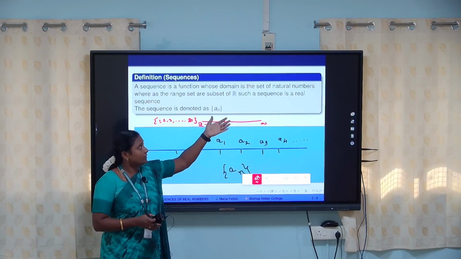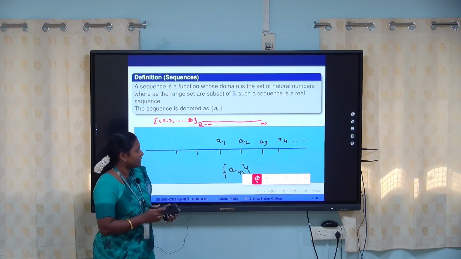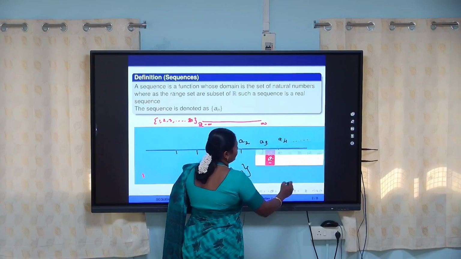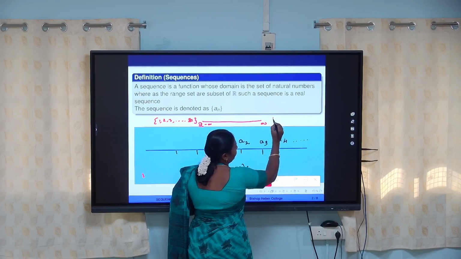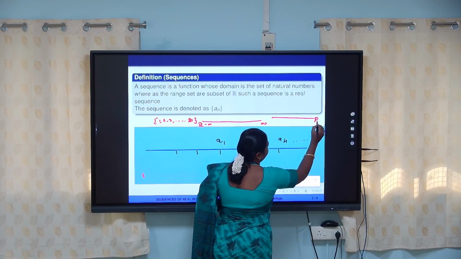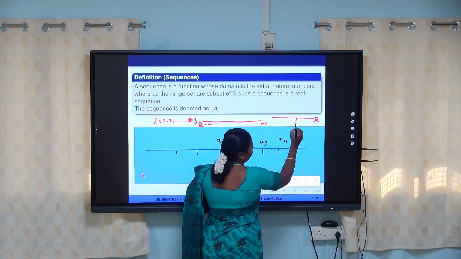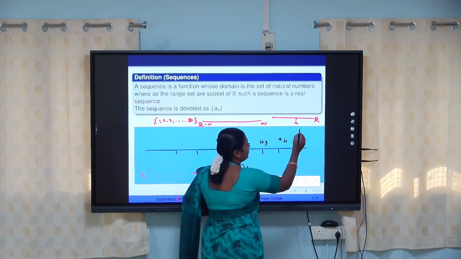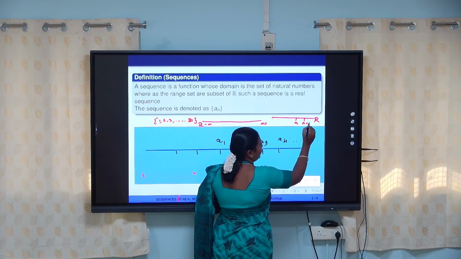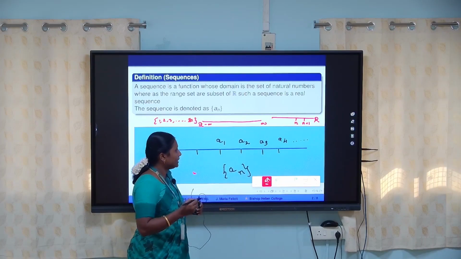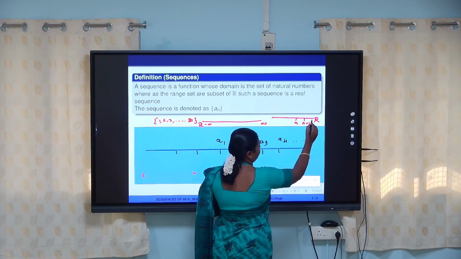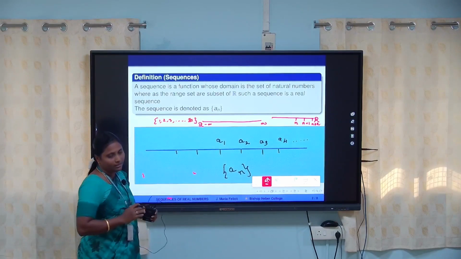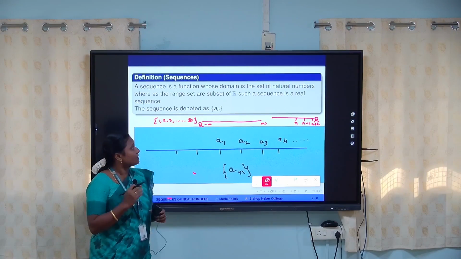We know the definition of natural numbers: if I take a number n in the set of all natural numbers, the next number n plus 1 will also be in the set. Similarly, if you move to the next number, n plus 2, it will also be in the set. So this is the definition of the set of all natural numbers.